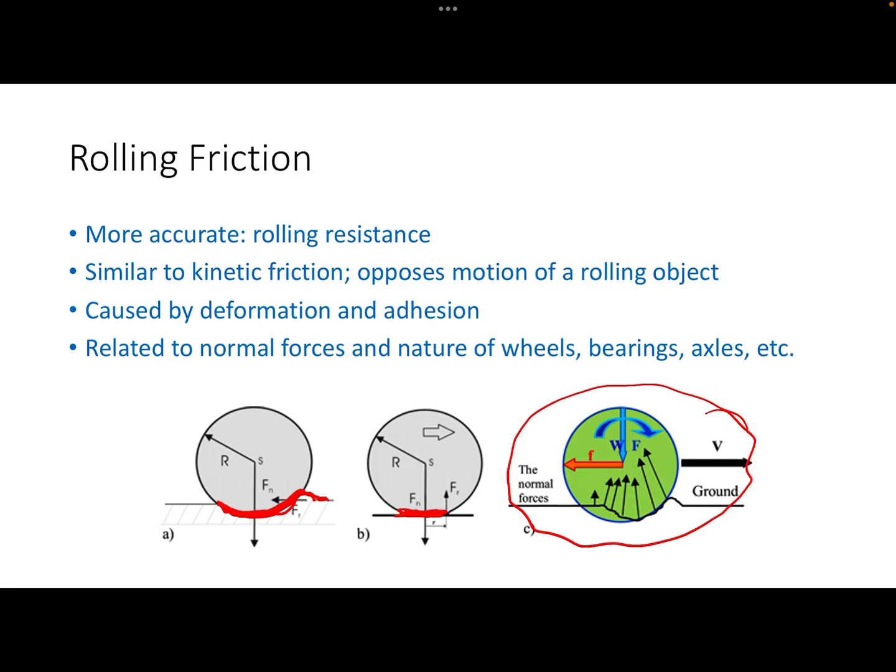And it's really kind of crazy. Essentially, it all boils down to something that looks almost exactly like kinetic friction. It's constant. It opposes the direction of motion. If we know the coefficient, we can calculate the force of friction. We need to know the normal force as well.